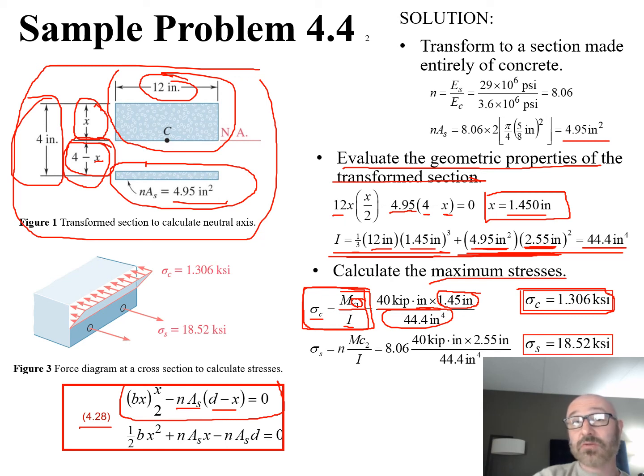Now, if we want to do this for our steel, we can simply take what we did in the first part and multiply by that value for n. So we can multiply 8.06 times that 40 times. Now the difference is we're using a c2 rather than the c1 for this distance because we did these out separately. So that's 2.55, but the same I value. And we find that our max stress for the steel is going to be equal to 18.52 ksi.